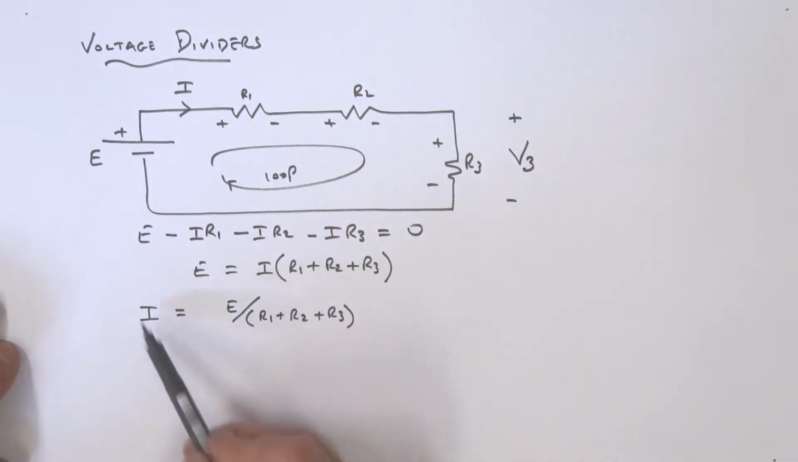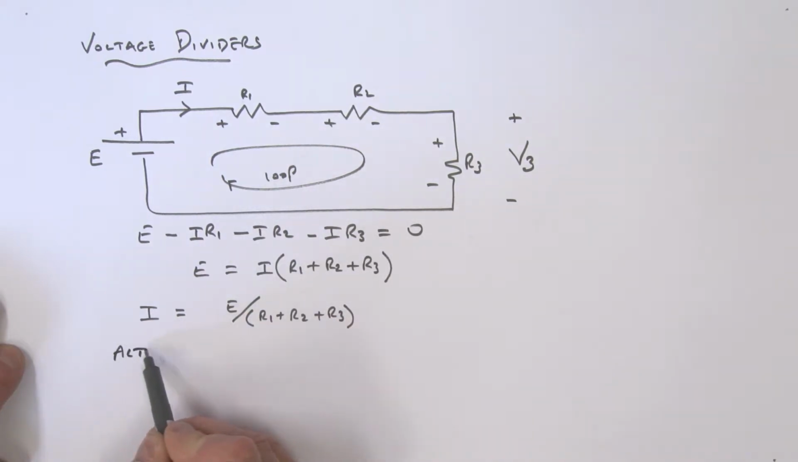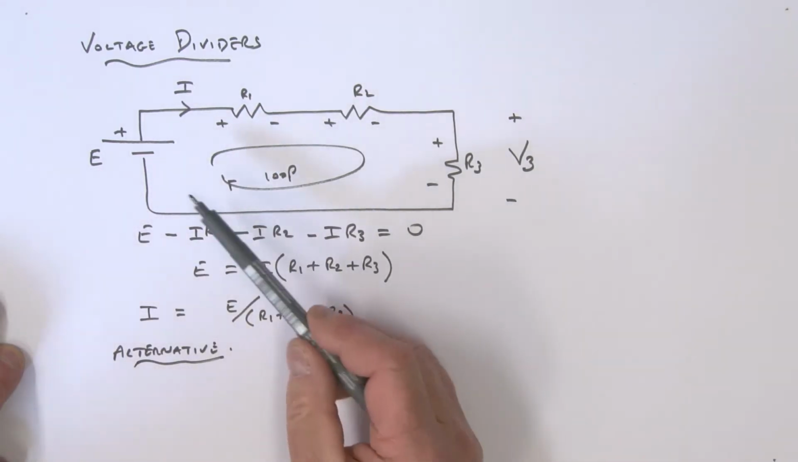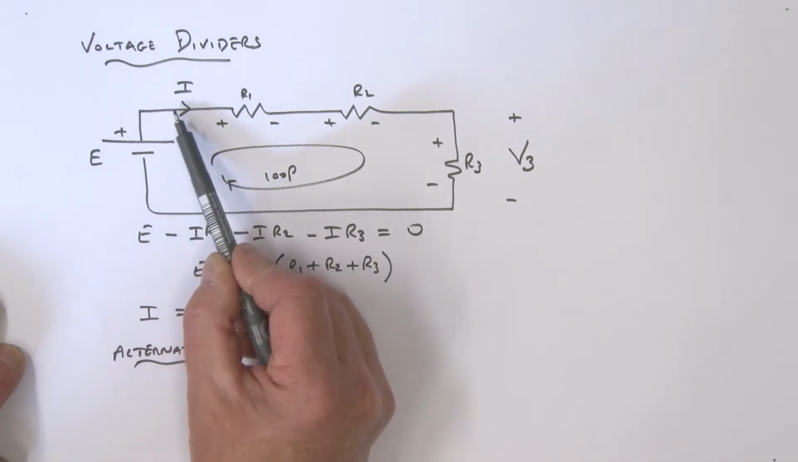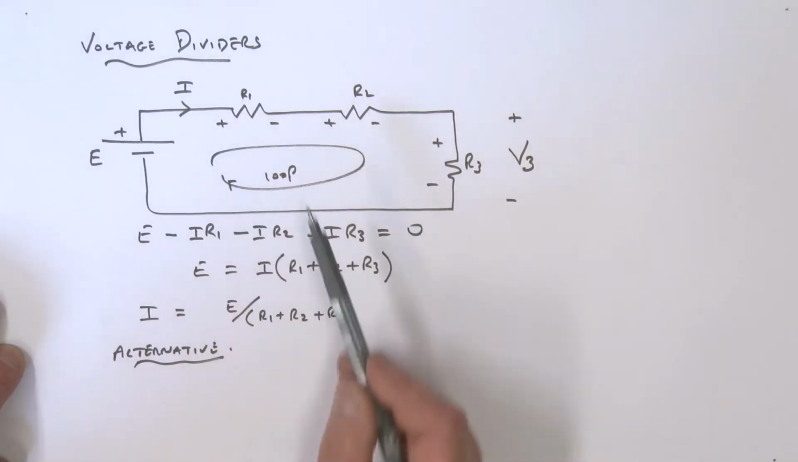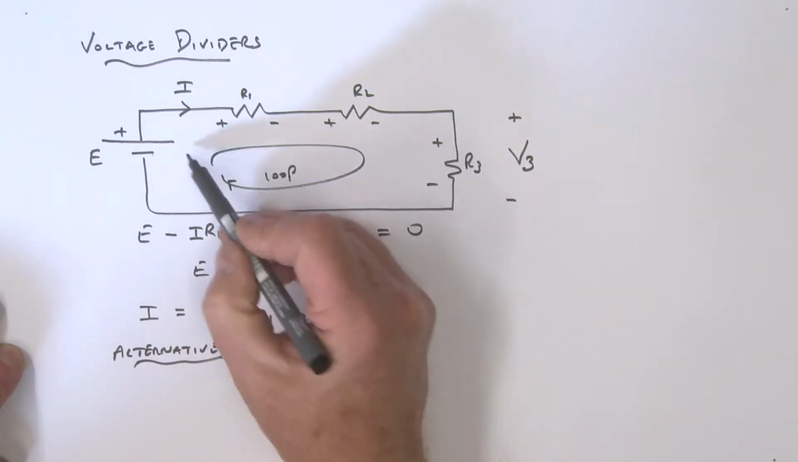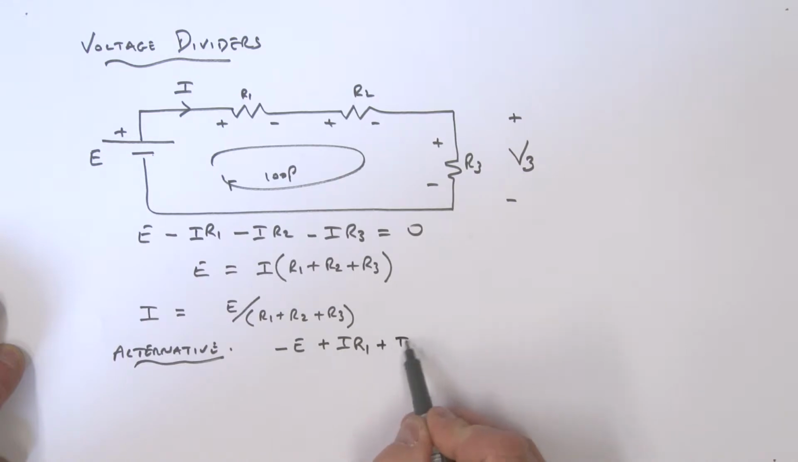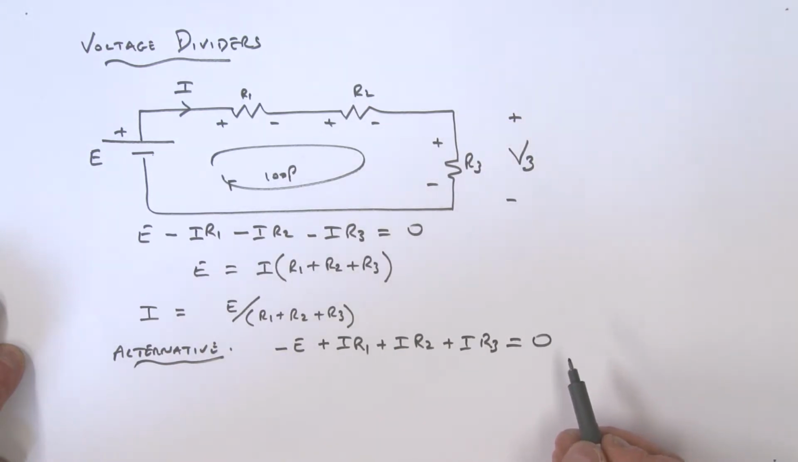Now, just as a little recap, here is the alternative approach to summing voltages. As I go around the loop, if I hit the minus, I call it minus, and if I hit the plus, I call it plus, and so on. Starting here, I hit the minus, so I call that a minus E. Come here, I hit the plus, that's an I times R1, hit a plus, that's a plus I times R2, plus I times R3, and all of that is equal to 0.